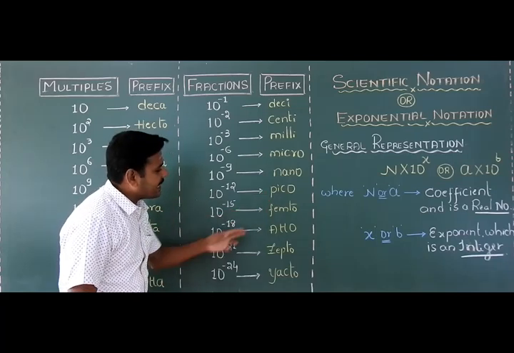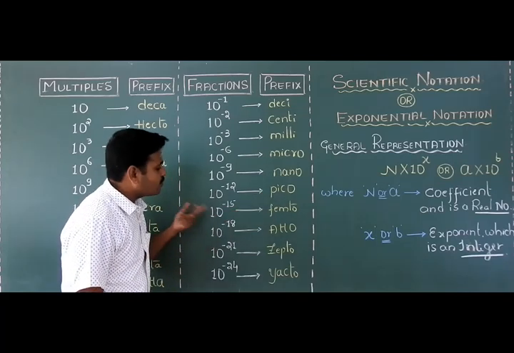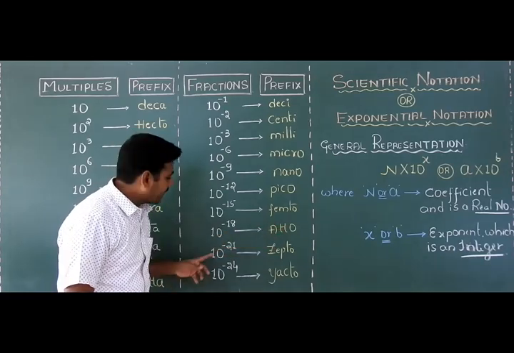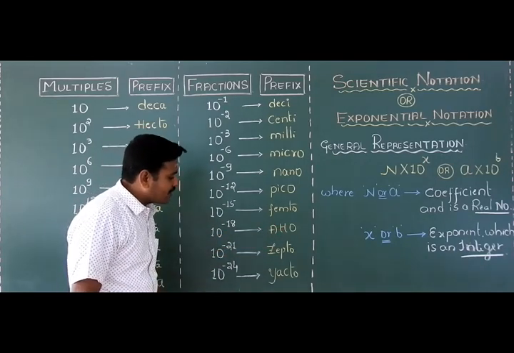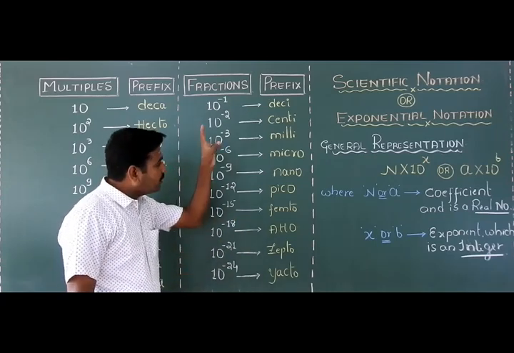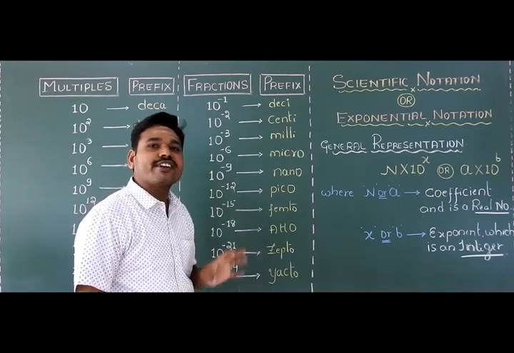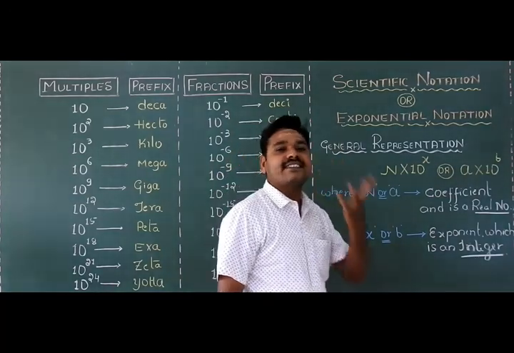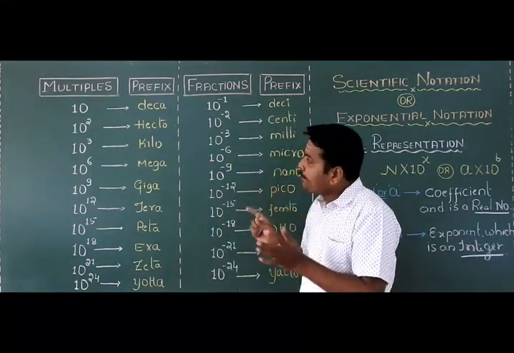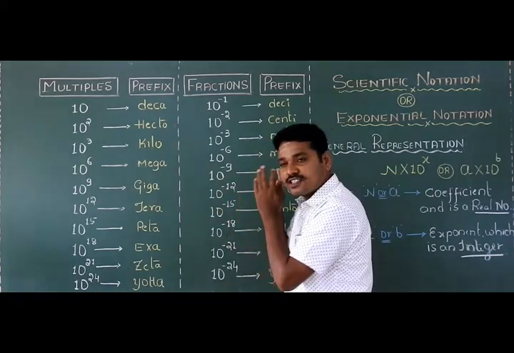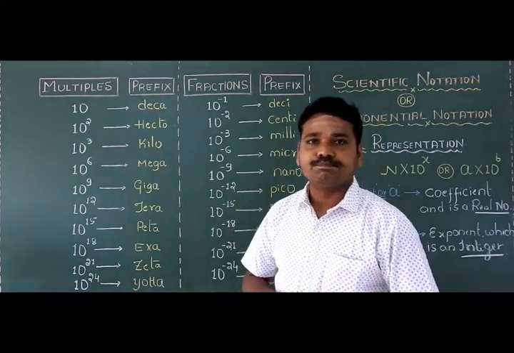10 raised to minus 15, femto. 10 raised to minus 18, atto. 10 raised to minus 21, zepto. So 10 raised to minus 24, yocto. So all these are nothing but different fractions used in the SI system and their prefix words. Students, please remember these multiples and fractions used in the SI system.